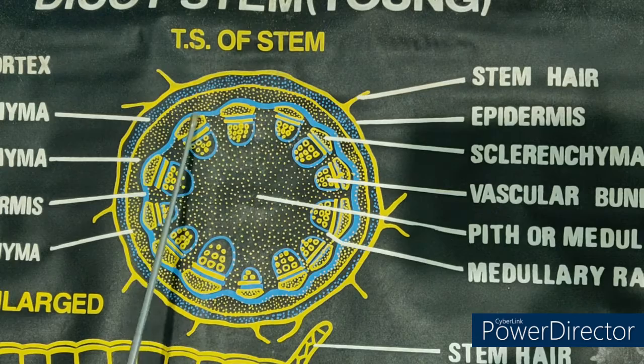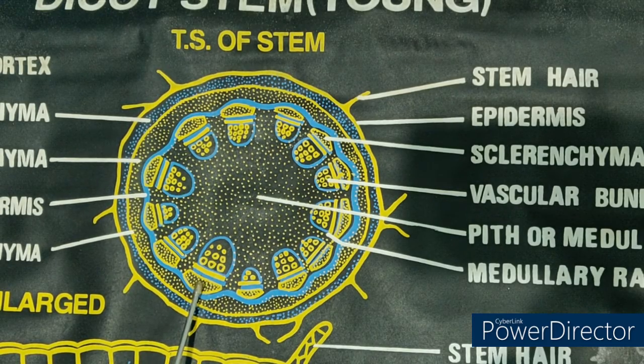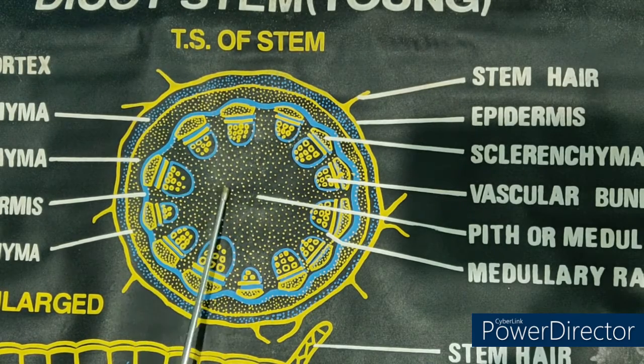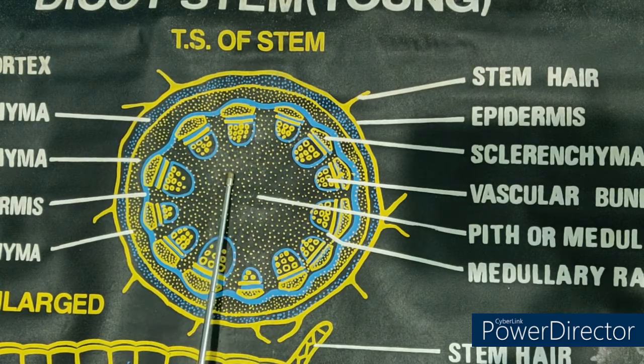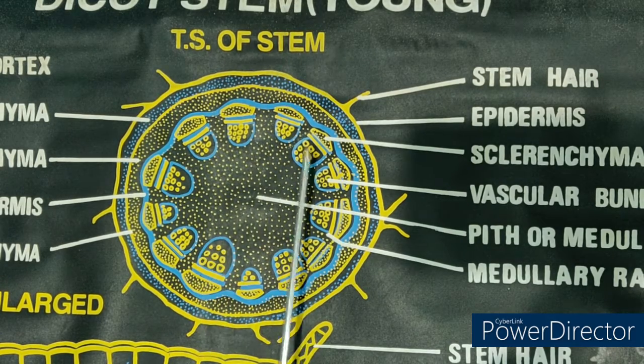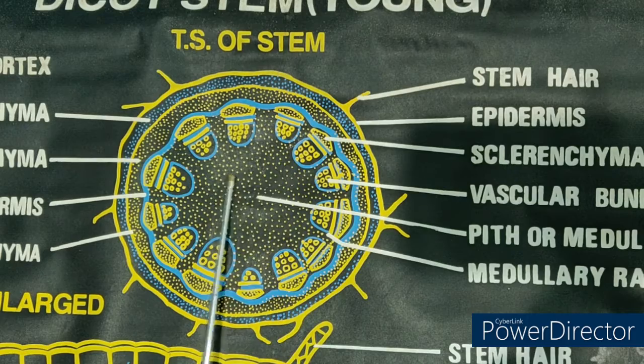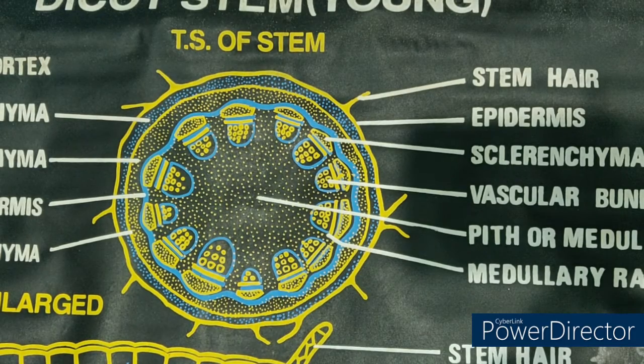Okay, the blue color line is actually known as the endodermis. And finally, like in root, you have inside the stele, which comprises the pericycle, pith and vascular bundles.